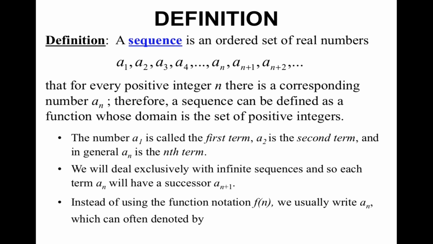And instead of using the function notation f of n, we usually write a sub n, which can be denoted with the squiggly brackets {a sub n}, where n starts at 1 to infinity.